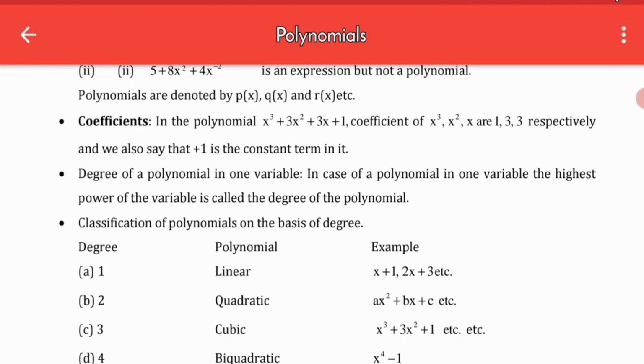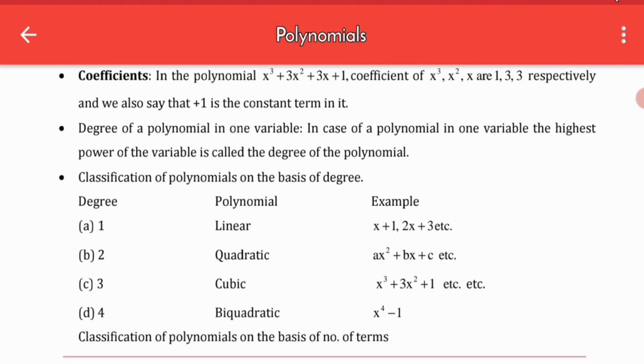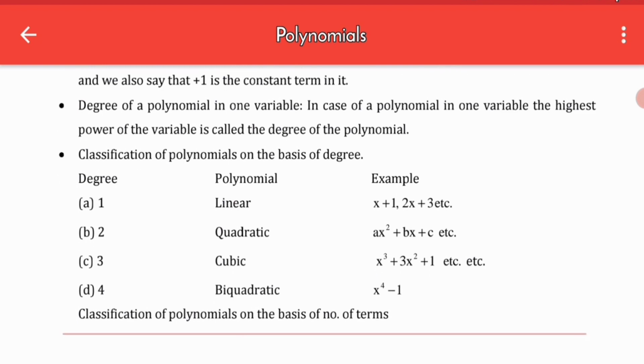Coefficients. In the polynomial x cube plus 3x square plus 3x plus 1, the coefficients of x cube, x square, x are 1, 3, 3 respectively, and we can also say that plus 1 is the constant term in it. Degree of a polynomial in one variable. In case of a polynomial in one variable, the highest power of the variable is called the degree of the polynomial.